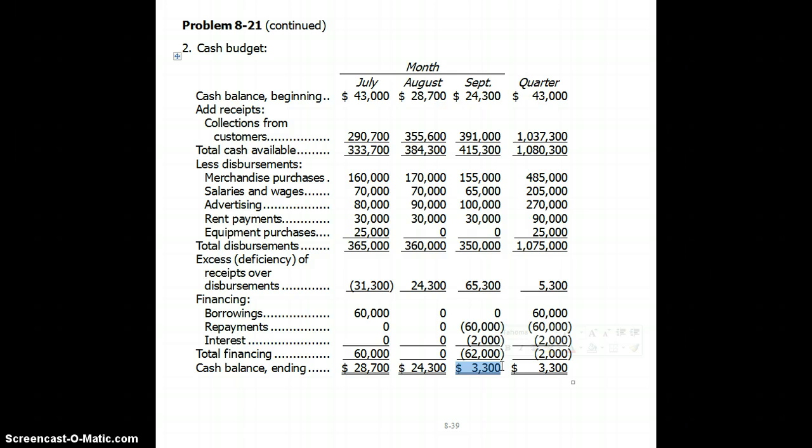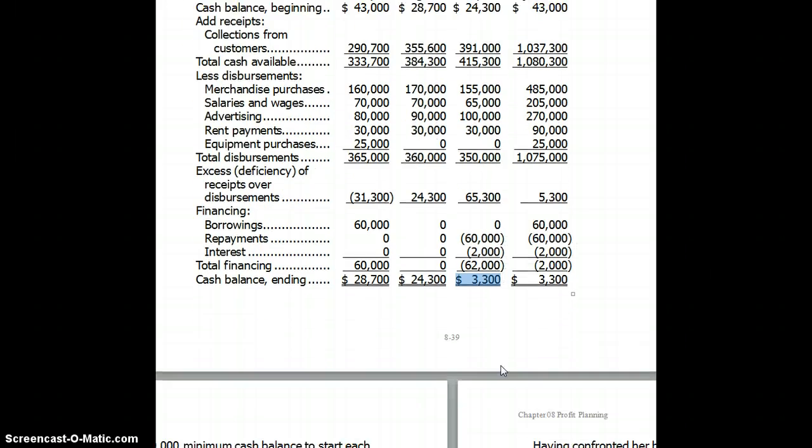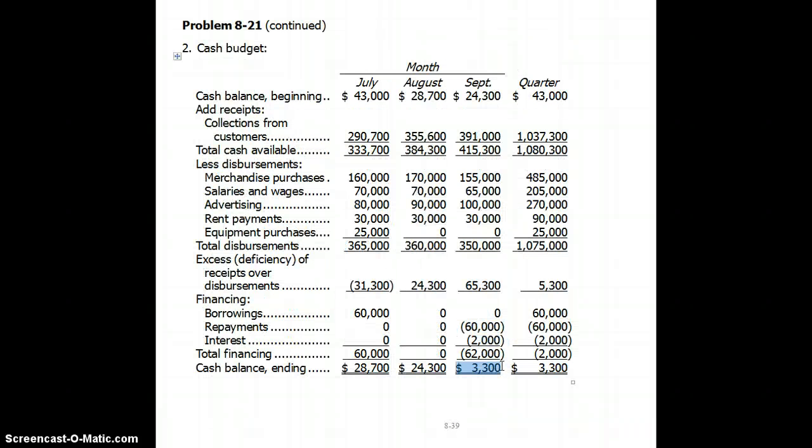Now, the book tells us that the bank requires us to maintain a minimum balance of $20,000. Therefore, we will not be able to pay back the full $60,000. So, question part 3 asks us whether or not we'll be able to maintain a minimum cash balance of $20,000 if we were to pay back the full loan in September. The answer is no.